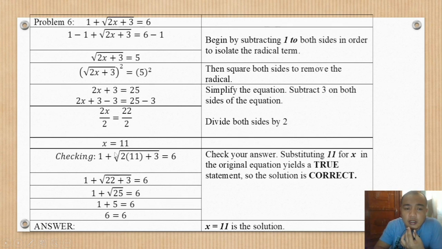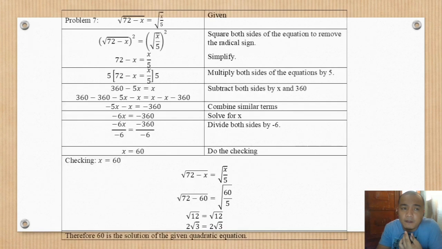Now, for checking, let us substitute x by 11. 2 times 11 is 22, plus 3 is 25. The square root of 25 is 5, plus 1 is 6. 6 equals 6. So, correct. The original equation yields a true statement. Therefore, x = 11 is the solution for problem number 6.